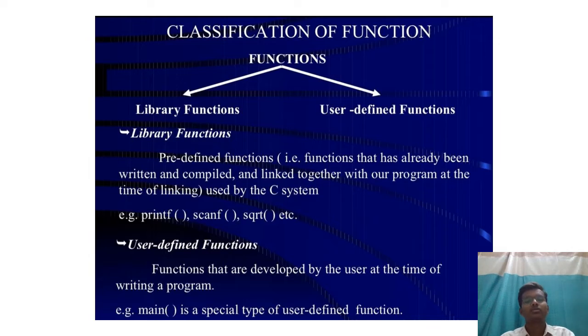Classifications of functions. Functions are divided into two types, library functions and user-defined functions. Library functions are predefined functions, that is, functions that have already been written and compiled and linked together with our program at the time of linking by the C system. Examples: printf, scanf, square root, etc.